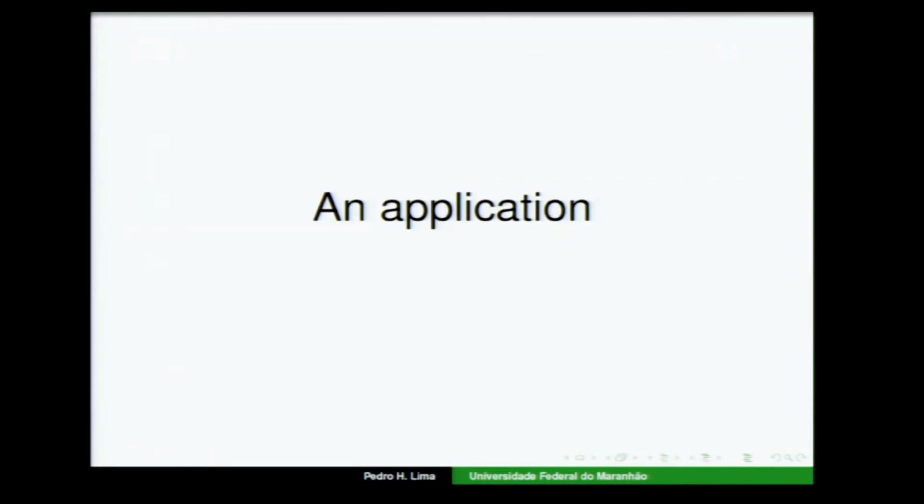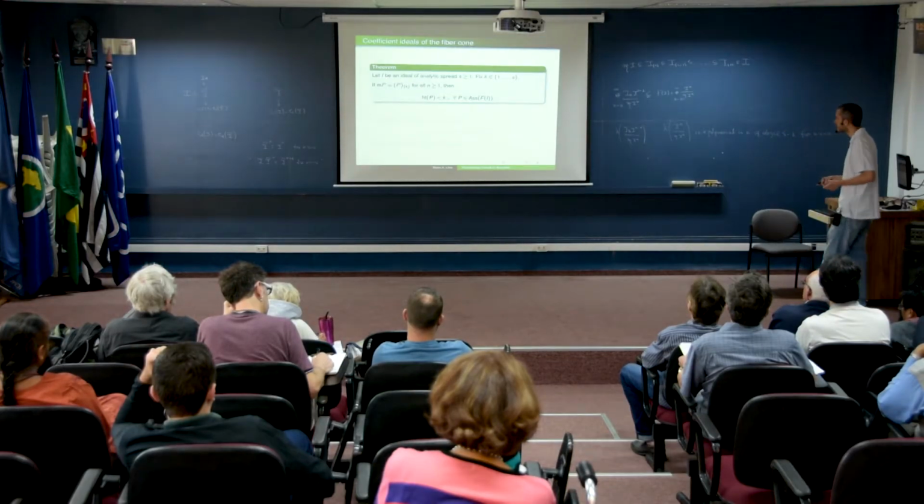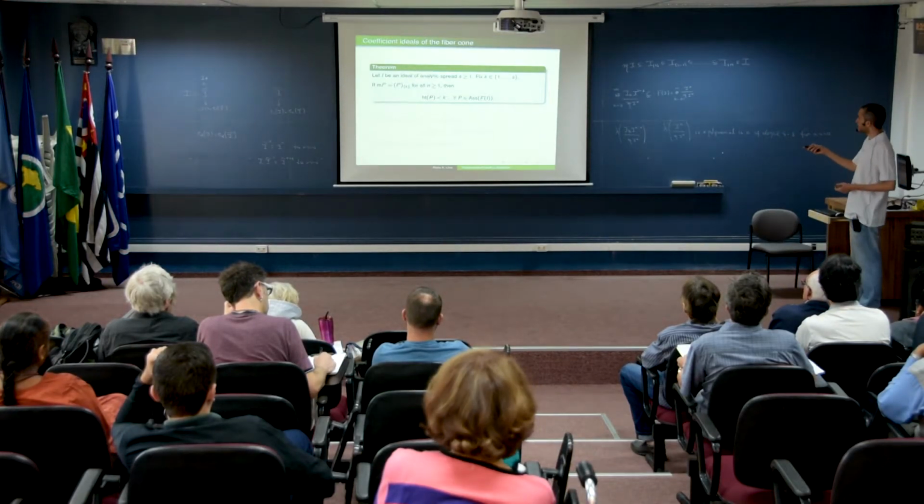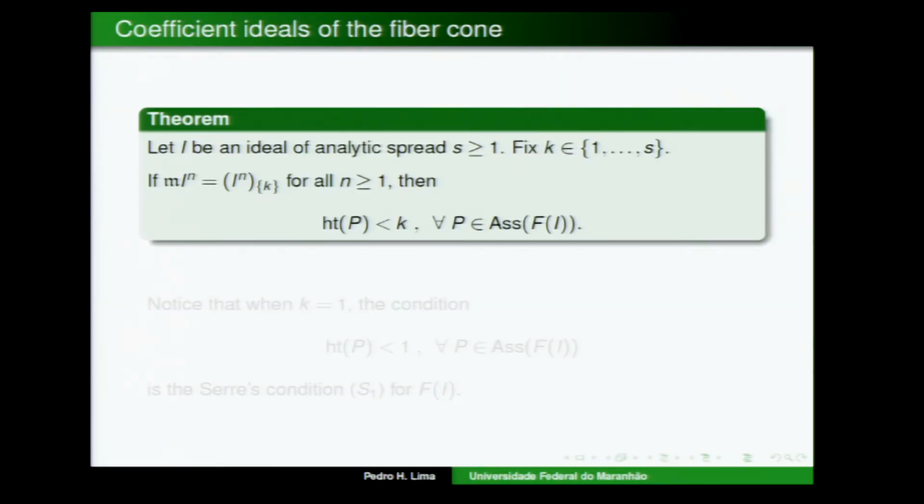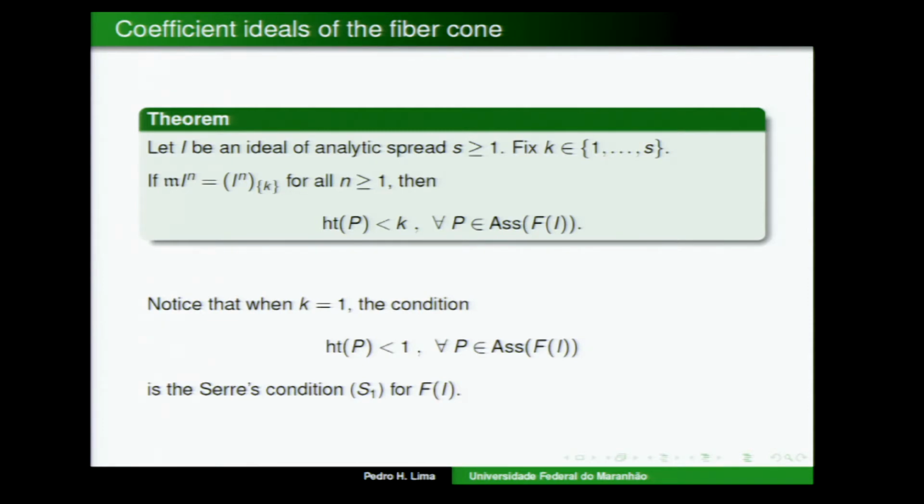Then some applications. The first one, we also can use these ideals to control the associated primes of the fiber cone. But as you can see, we only got one direction. When k equals 1, that condition is actually the Serre's condition S1 for the fiber cone.